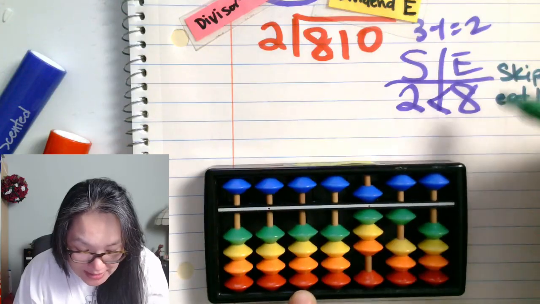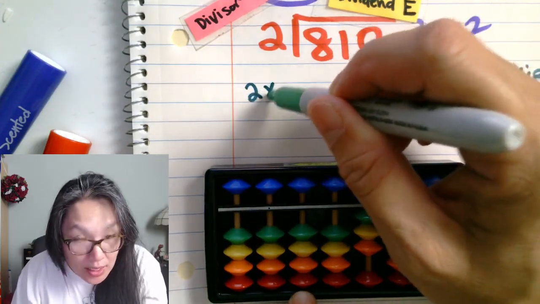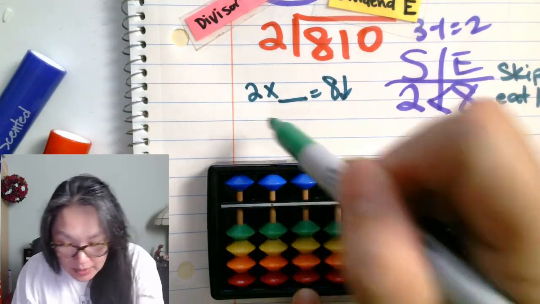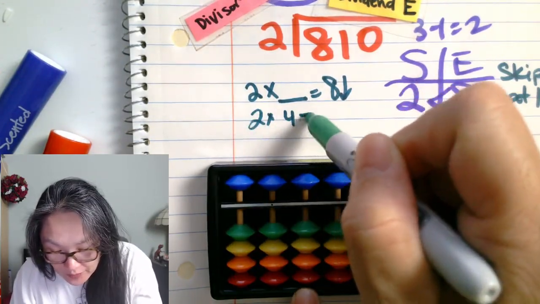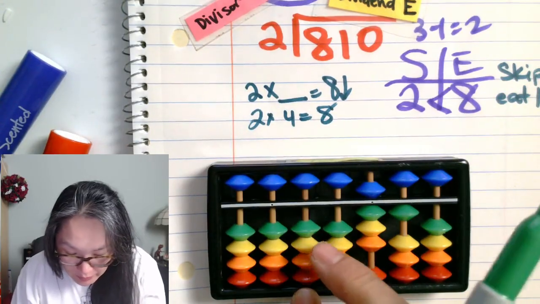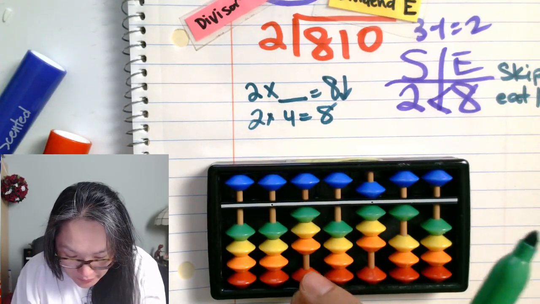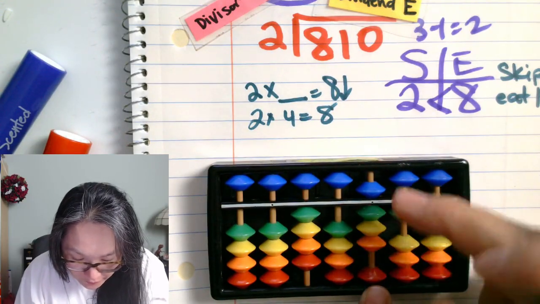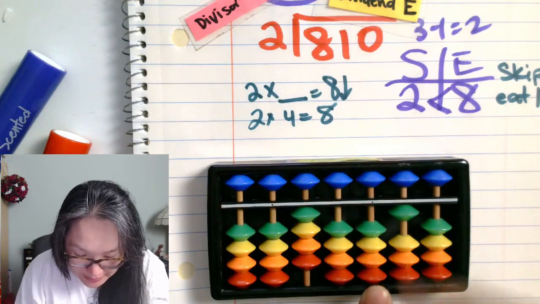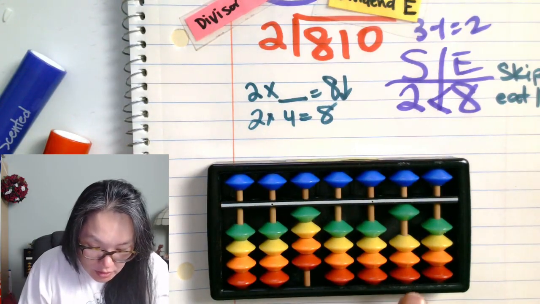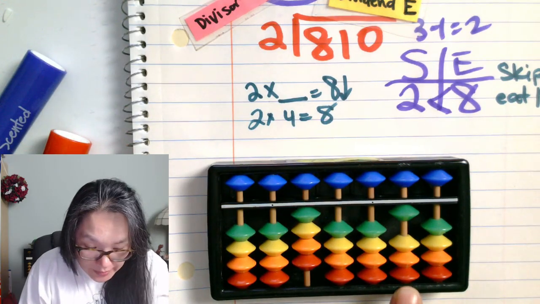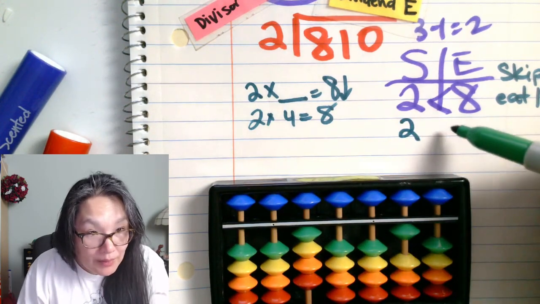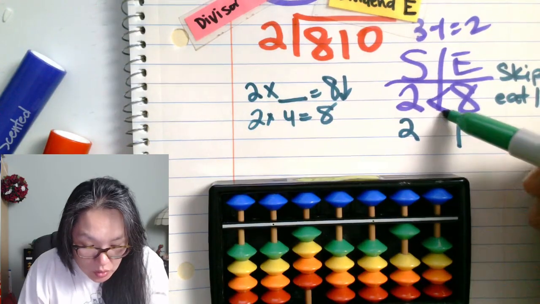But the question now is, 2 times what is equal to 8 or less? My answer is 2 times 4 is equal to 8. So I add my 4 here. 1, 2, 3, 4. And I take away 8. I'm sorry, 5, 6, 7, 8. So now I'm left with 1. My divisor is 2. My dividend is 1. Who is bigger?